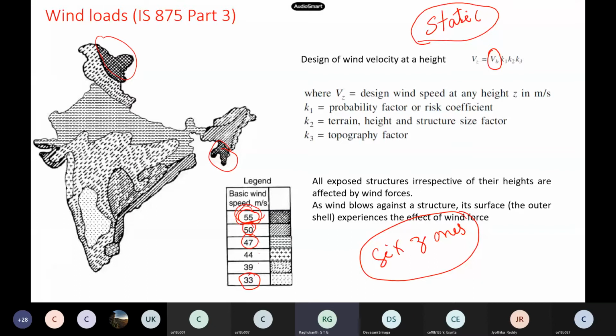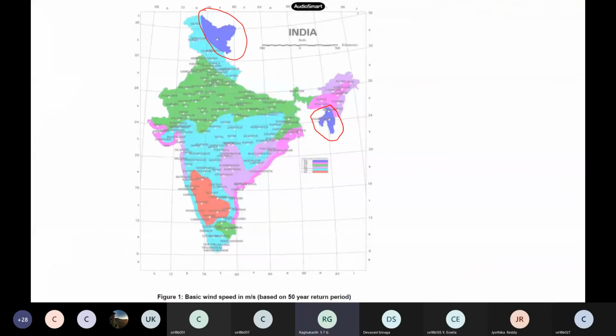Now all of you are from a variety of places, right? Some of you are from Gujarat, some of you are from other places. So you can easily identify how much is the design wind speed at your location. So this is a very important map itself. This is the first map, in which our IS code divides the whole of India into 6 zones, and they give you the basic wind speeds, that is Vb. So this our IS code gives you.